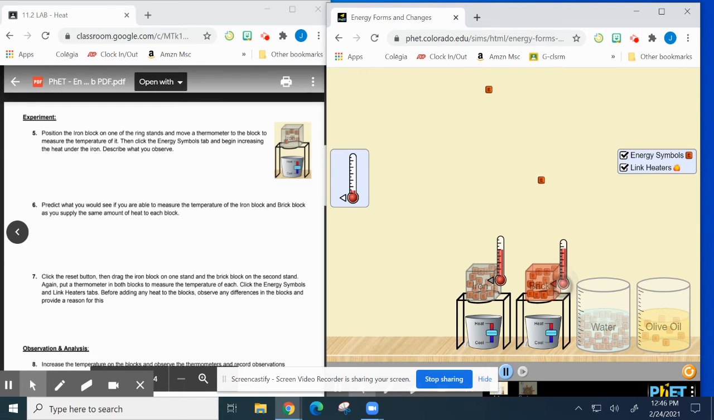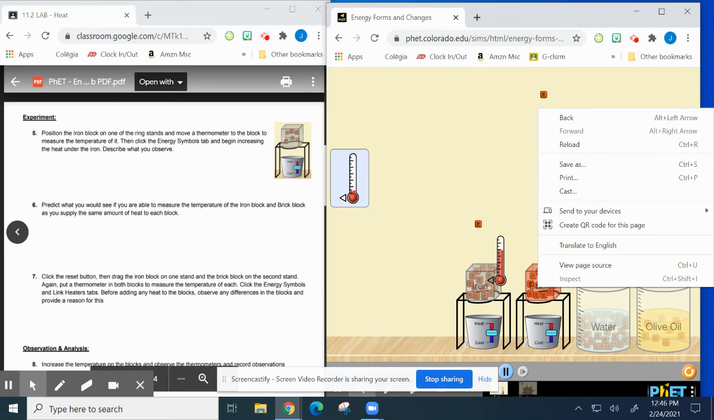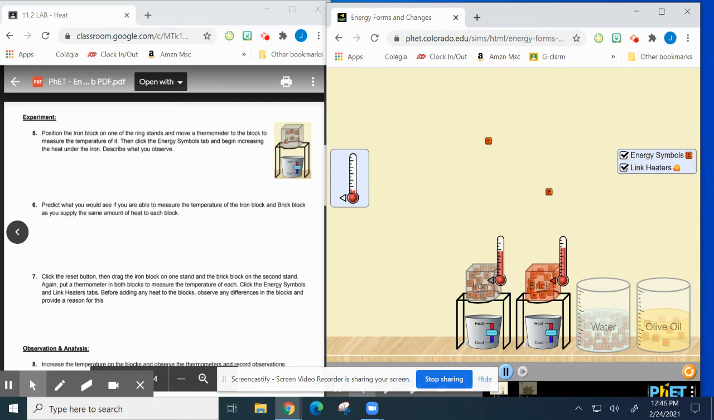I should have put these at exactly the same height so it'd be easier to see, right? There. So the brick heated up faster. The temperature on the brick rose faster. So the brick must have a lower specific heat. But the brick is also losing its heat more slowly.